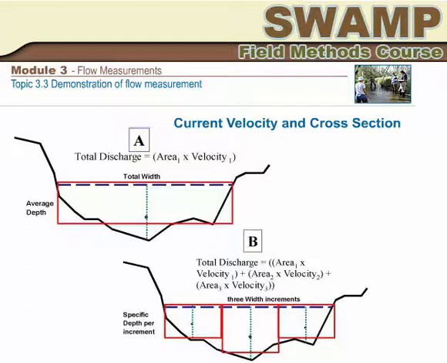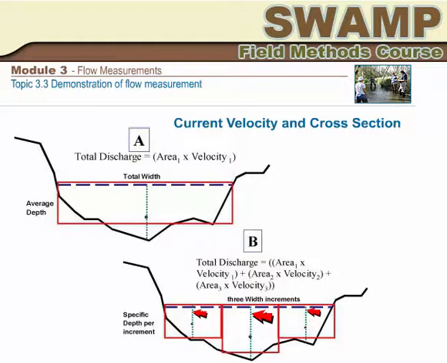Now, suppose your centroid is in the deepest part of the channel, as shown in example A on the left of your screen. If you take one measurement of velocity and depth in the centroid and apply it to an imaginary rectangle that represents your cross-section, you will be making a lot of approximations, and your flow measurement result will have high uncertainty. However, the cross-section can be divided into smaller pieces as you see in example B, and the velocity and depth can be measured in each one.